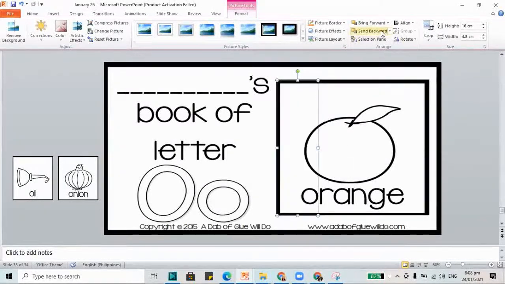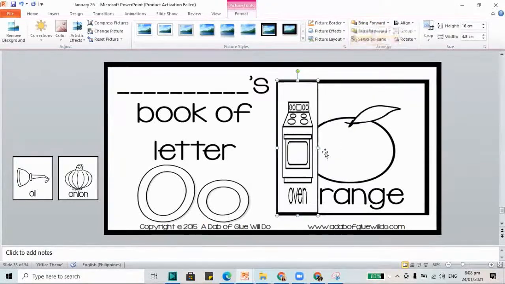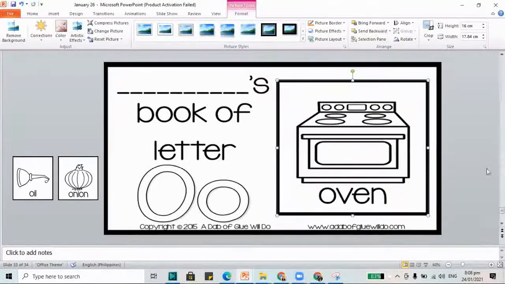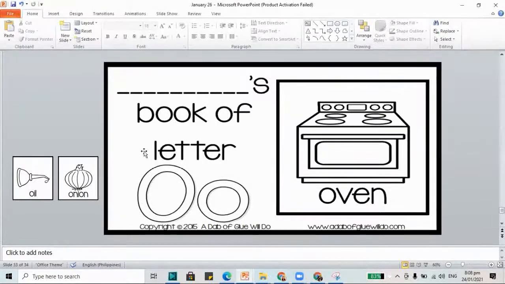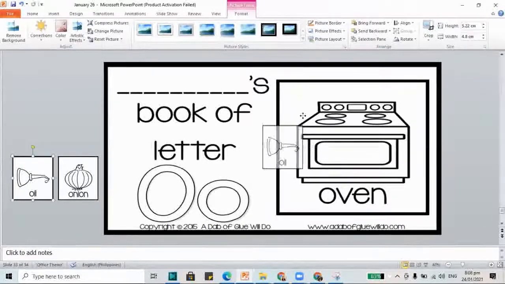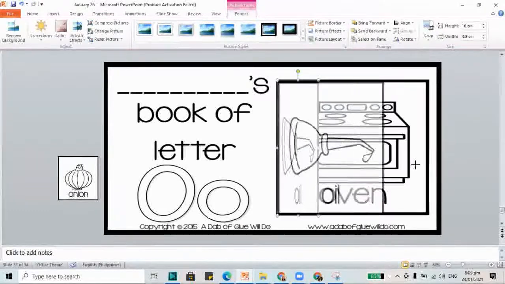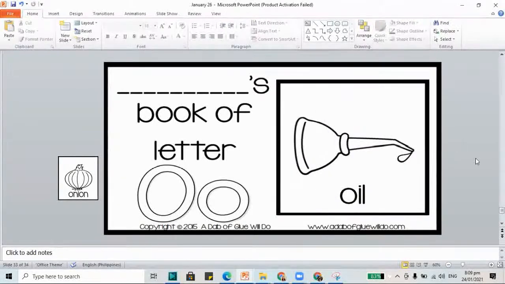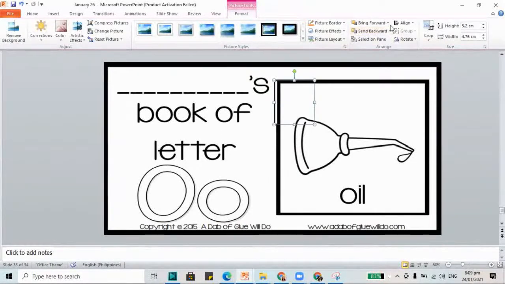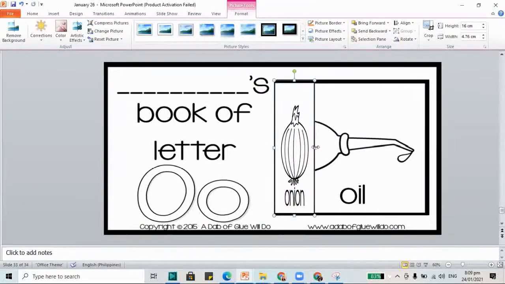We have the picture of the oven, and you put your cakes to bake inside the oven, even the bread. How about this one? We also have O for the oil. You use the oil to cook. You sometimes use the oil inside the engine so that it will not be ruined. And there's also O for onion. The onion is a kind of vegetable.